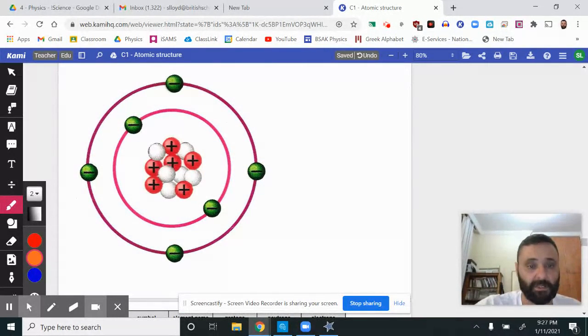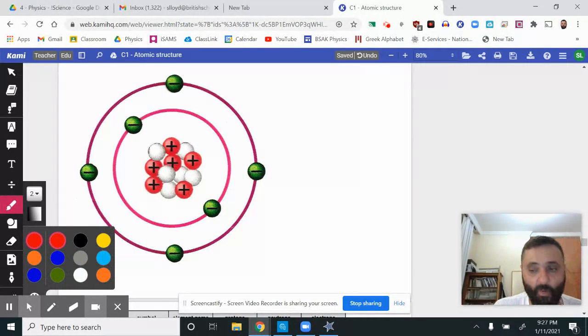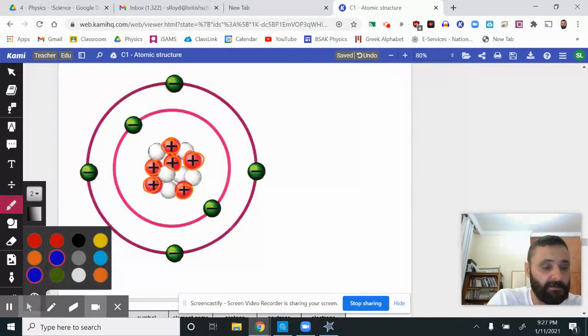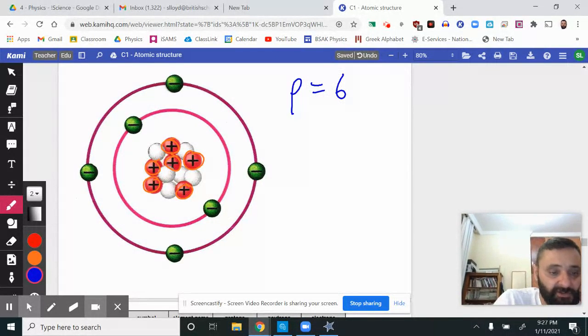One last example here. What is this an atom of? Well, how do we figure out what element we're looking at if we've got an atom? What element each atom is is determined by one thing, and that is the number of protons in the nucleus. So, how many protons have we got in the nucleus? We have 1, 2, 3, 4, 5, 6. We've got 6 protons in the nucleus. So number of protons equals 6. How many neutrons have we got? We've got 1, 2, 3, 4, 5, 6. So we've got 6. So how many electrons have we got? We've got 6.